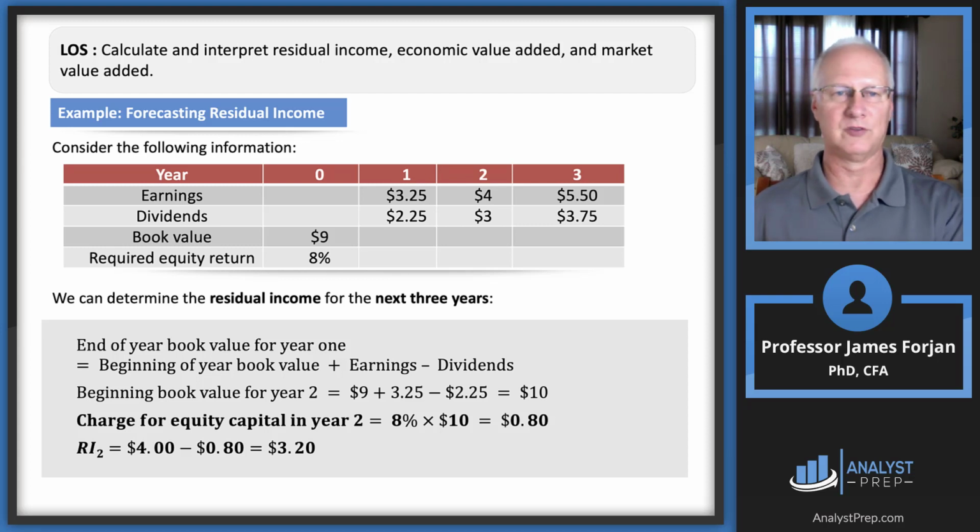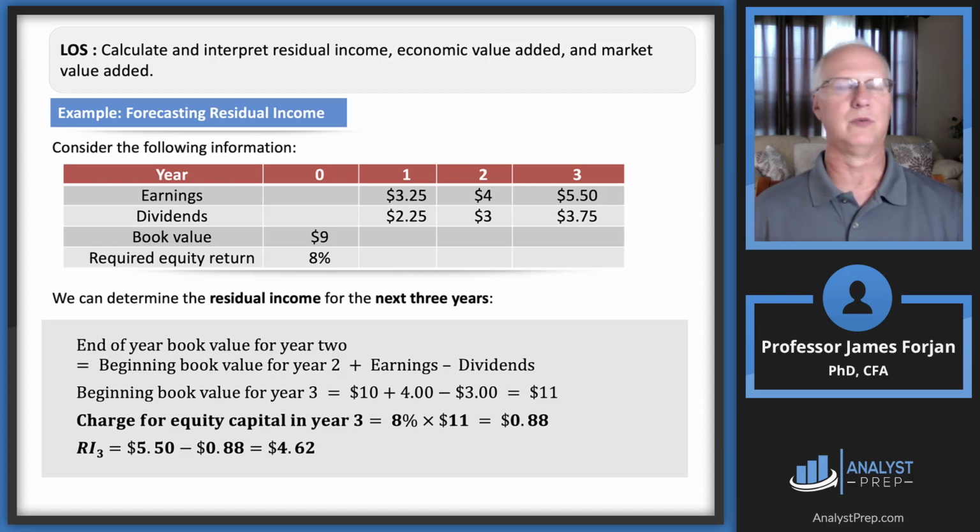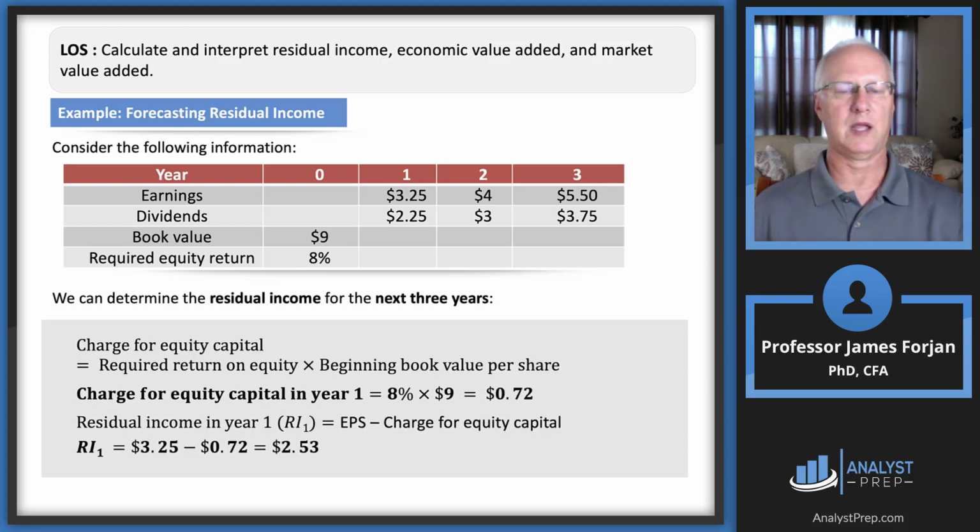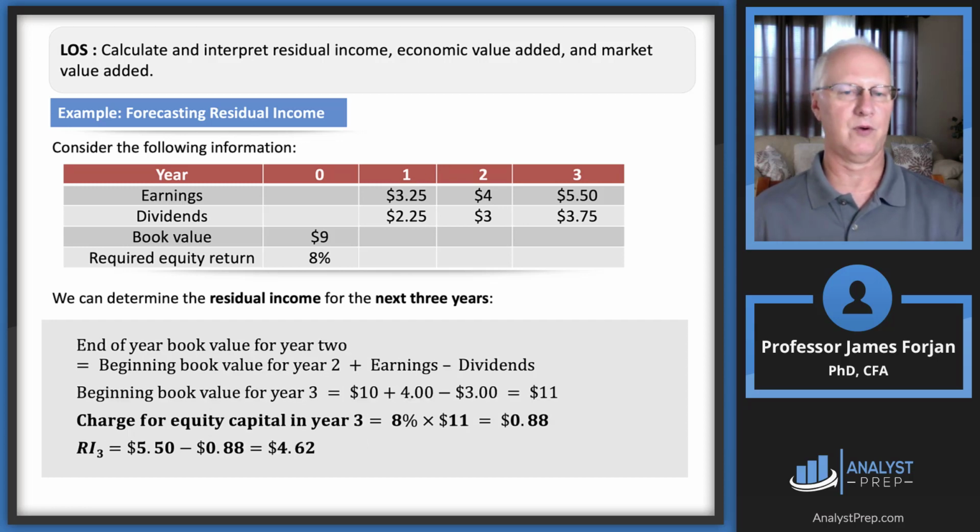And boy, here's another limiting assumption. We're assuming that required return on equity is 8% through this 3-year period. So that gets us 80 cents. So $4 of earnings minus the 80 cents, that's $3.20. And then I'll quickly just go through this next slide here for the 3rd year. So the 10 plus the 4 minus the 3, that gets us 11 times 8%. So you can see 4.62. So let me just quickly go back here. So what's the question? Estimate or forecast residual income for the next 3 years. We come up with 2.53, 3.20, and 4.62.